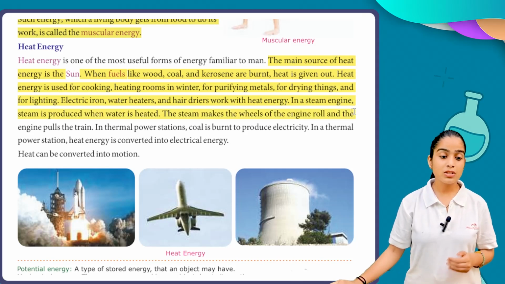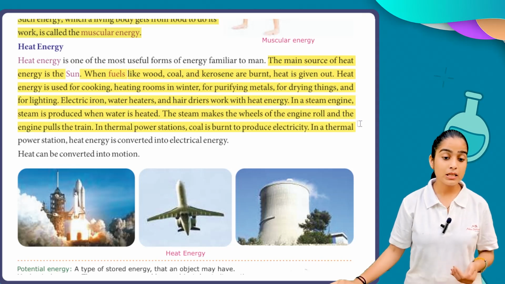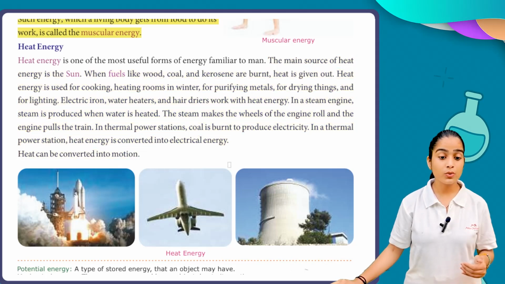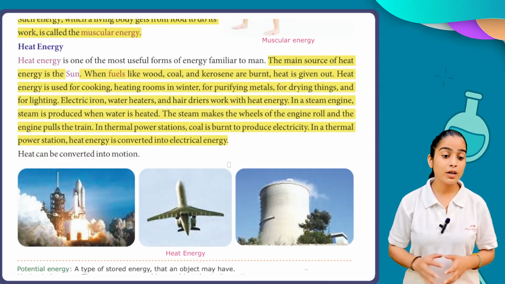In a steam engine, steam is produced when the water is heated. The steam makes the wheels of the engine roll and the engine pulls the train. In thermal power stations, coal is burnt to produce electricity. In a thermal power station, heat energy is converted into electrical energy. Heat can be converted into motion.